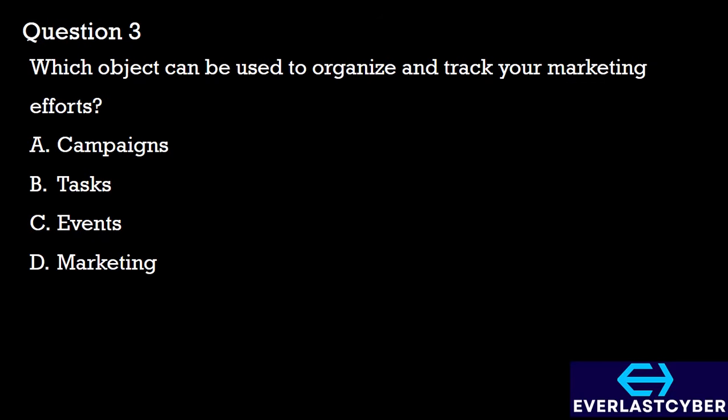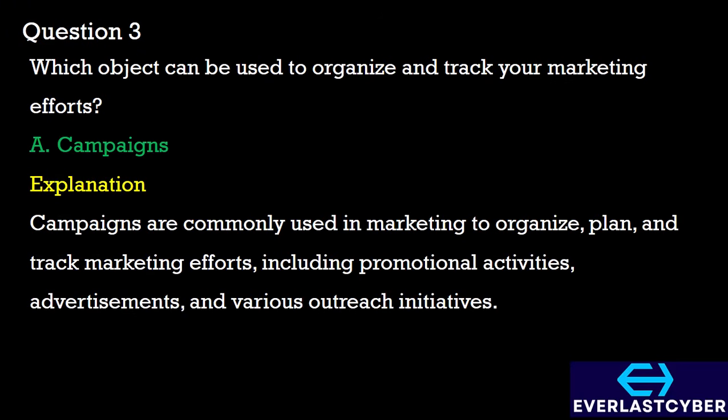Marketing is the overall process of promoting, selling, and distributing a product or service. It encompasses a wide range of activities and strategies, including public relations, advertising, marketing research, and sales. So with respect to this question, the objects that can be used to organize and track marketing efforts is option A, campaigns. Campaigns are used to organize, plan, and track marketing efforts, including promotional activities, advertisements, and various outreach initiatives.